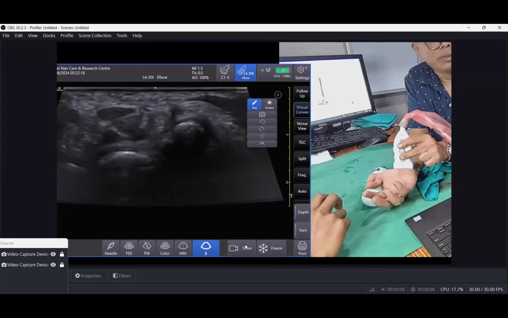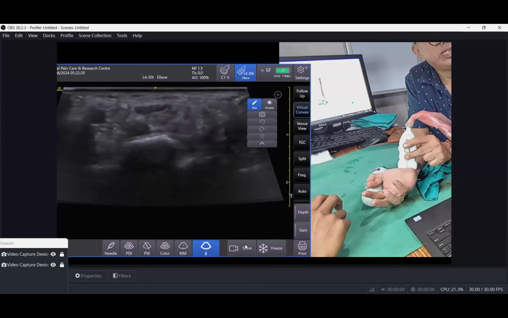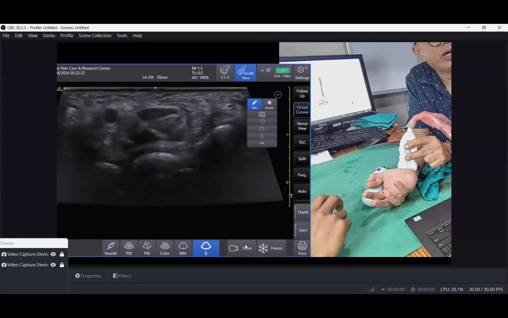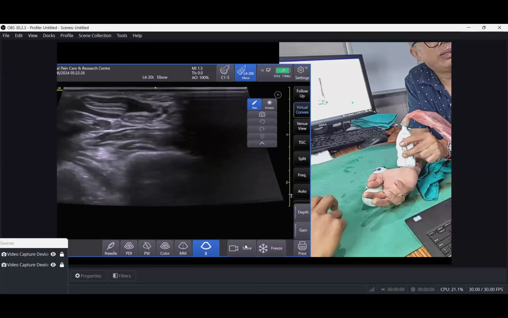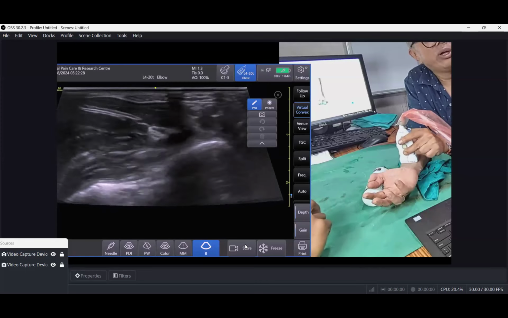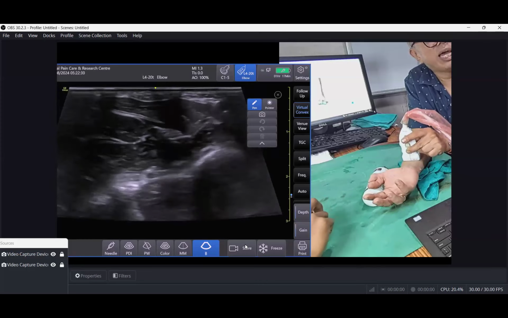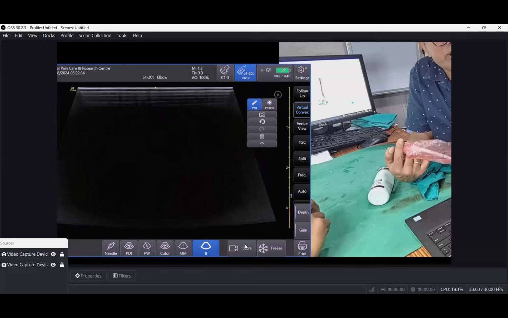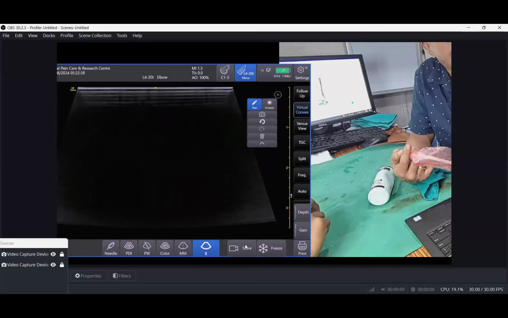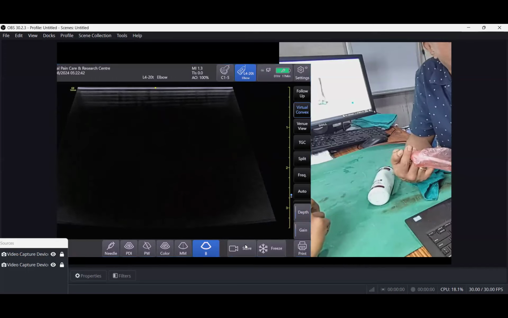Yes, sir. This is the three-way. Look how the median nerve dips down. Look, it remains between the flexor digitorum superficialis and profundus. So these are the three tricks to identify the median nerve. The median nerve can also be seen in the long axis view. So let's see the median nerve in the long axis view.